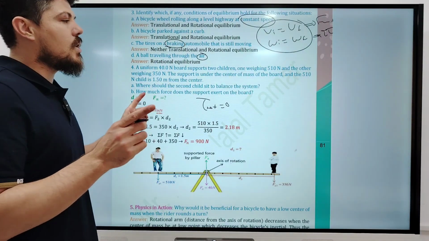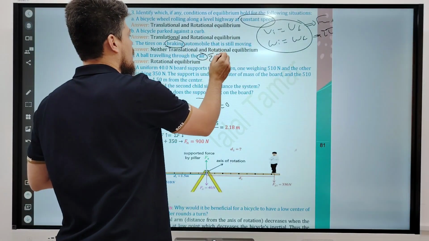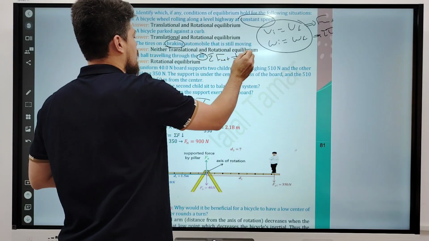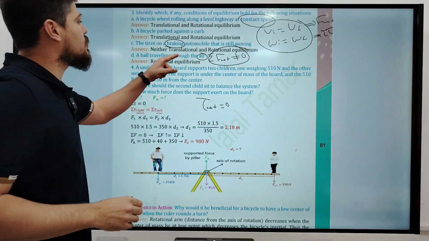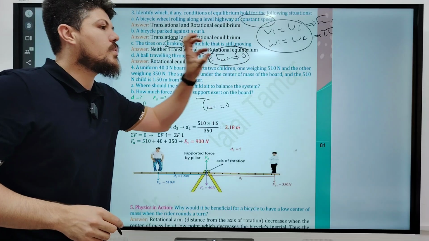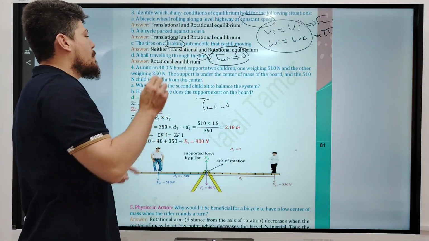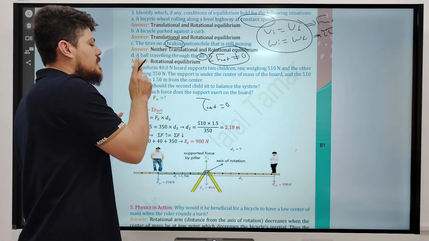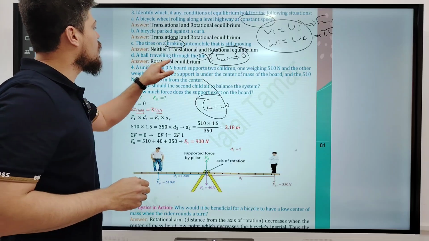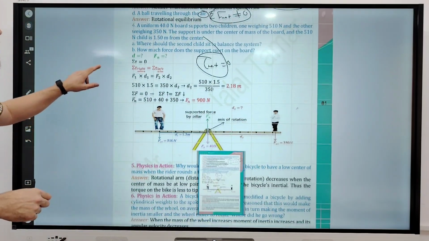In the air, because the air resistance affects the ball and gravity affects this ball, we cannot say net force is 0. Net force is not equal to 0. Why? Because the ball is traveling in the air and the air resistance affects the ball. But because the ball doesn't rotate, that is why it has only rotational equilibrium. Okay?